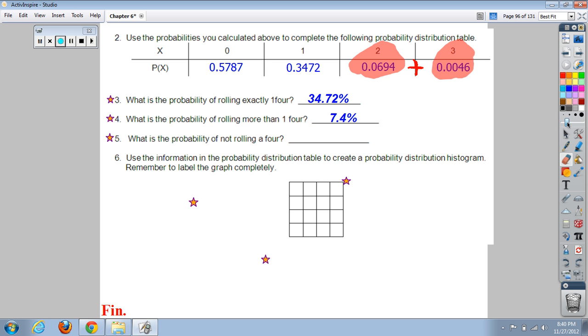For number 5, what is the probability of not rolling a 4? Well, that's this value right here, 57.87%.